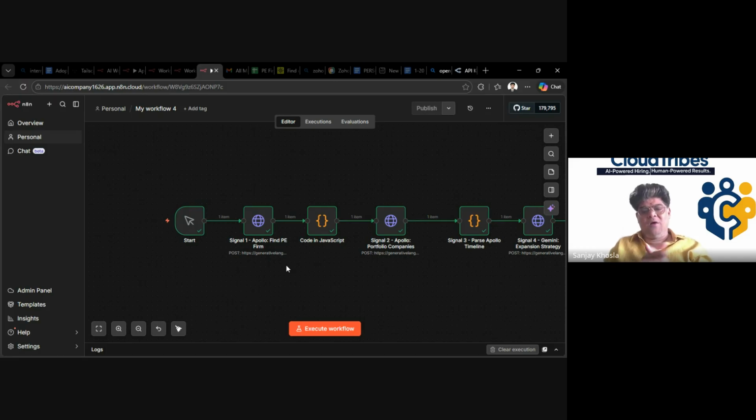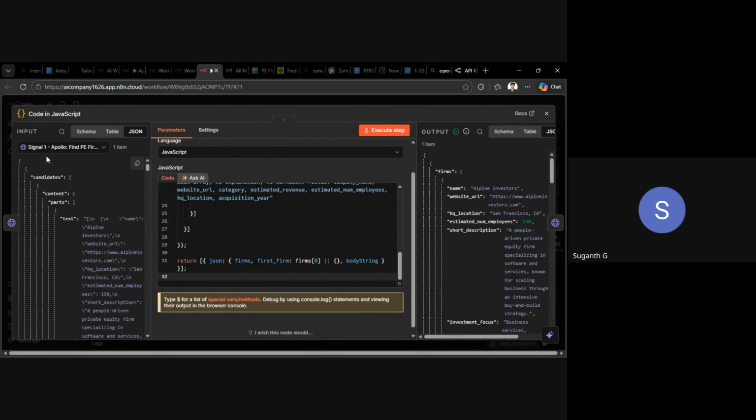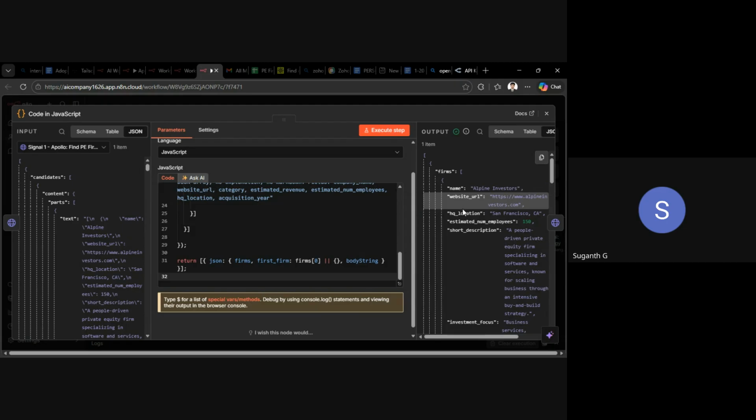So next step now. Let's say you did get that Gemini, you got code in JavaScript. Can you describe what is that needed for? Yes, sir. The first signal gave us the data in the text format here, and we have to convert the data into JSON using this node code in JavaScript. We used this node to convert our text format to the JSON format here. So we get the JSON format one by one here.